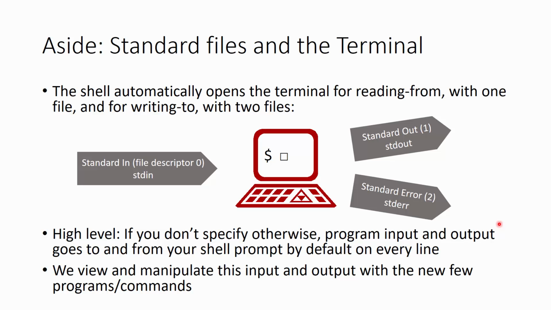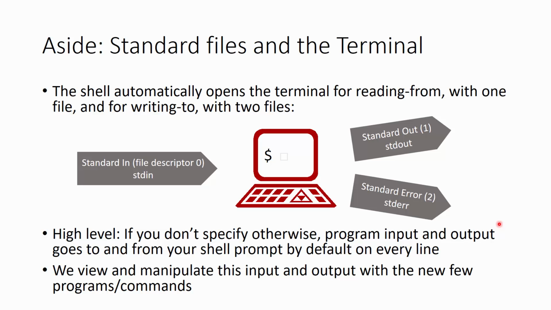So I can send something to standard in, but standard in itself can be redirected to point wherever we want it to. By default, standard in, standard out, and standard error are pointing to the terminal. So you call ls up and running, and if you told ls to get information from somewhere, it would by default get it from the terminal. And when ls outputs its data, it sends it to standard out, which by default points to the terminal. So the point of this is that if you don't specify otherwise, program input and output goes to and from your shell prompt to the terminal by default on every line.